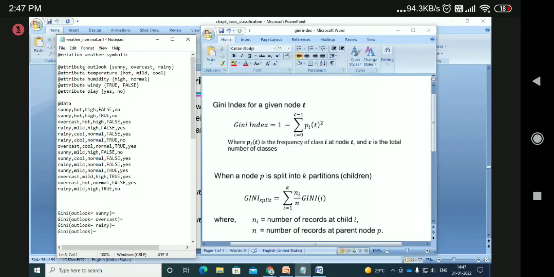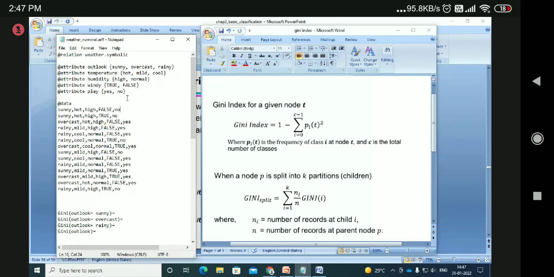So at a parent node, I have a choice. I can use Outlook for splitting, I can use temperature for splitting, or I can use humidity for splitting, or I can use windy for splitting. The class attribute cannot be used for splitting. So at the parent node, I have four different choices.